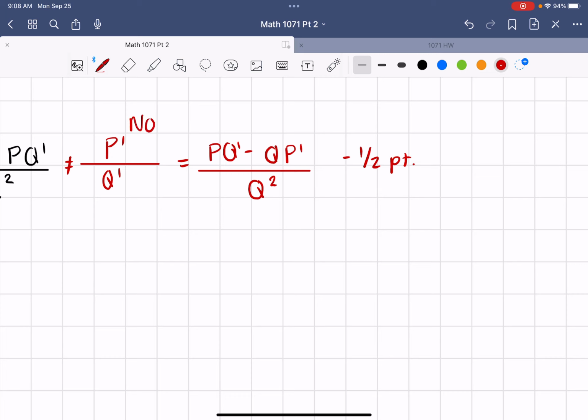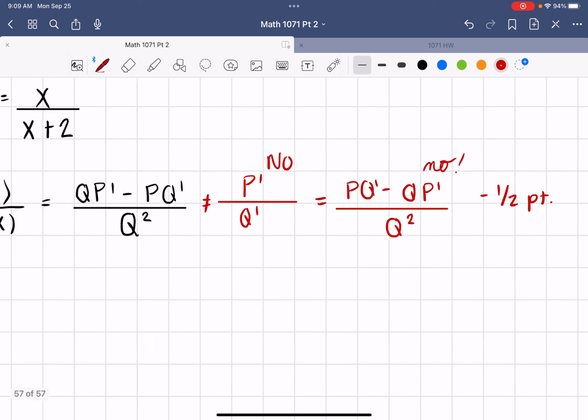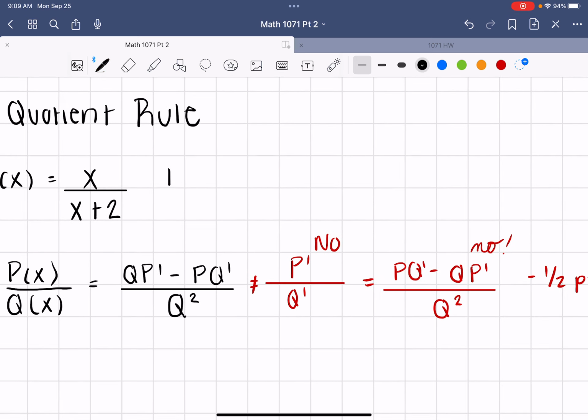All right. So here in our problem, our p is the x, our q is the x plus 2. And so therefore the derivative f prime is denominator times the derivative of the numerator. So the derivative of x is just 1. Minus the numerator times the derivative of the denominator. Well, the derivative of x is 1. The 2 is just a constant. Its derivative is 0, over x plus 2 squared.